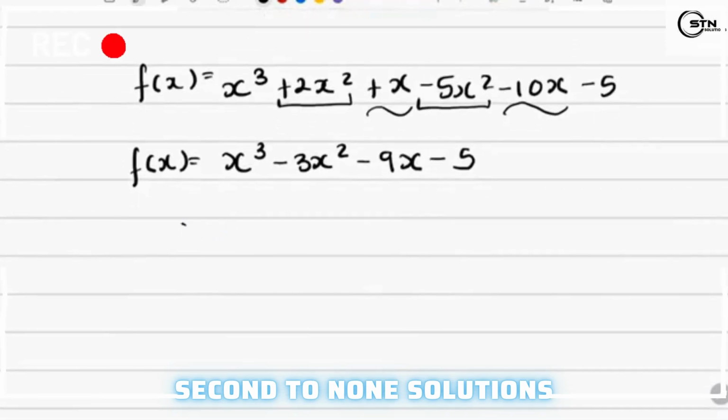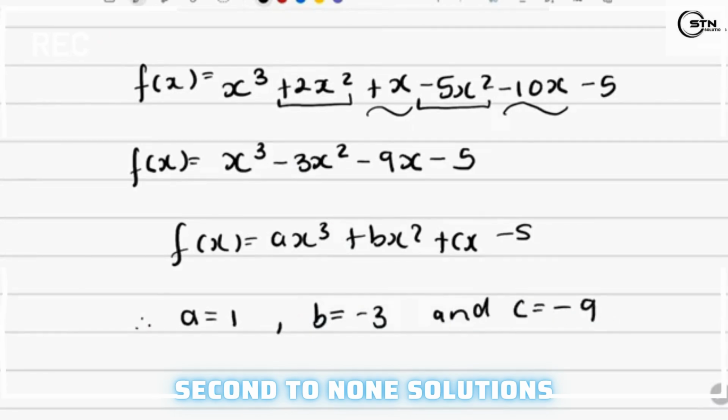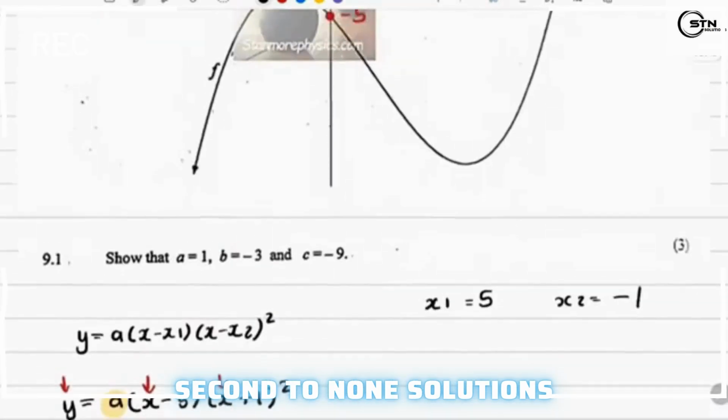So because they told us that f of x was equal to ax cubed plus bx squared plus cx minus 5, it therefore means that a is 1. As you can see, the coefficient is 1. We already found a. b is negative 3. And c is negative 9, just as they have said it is.